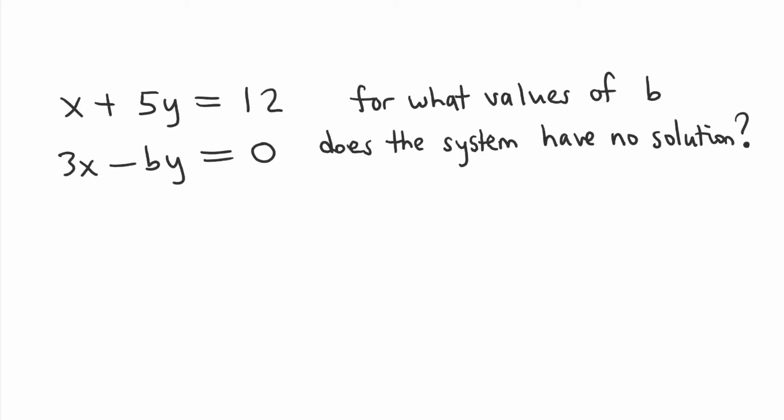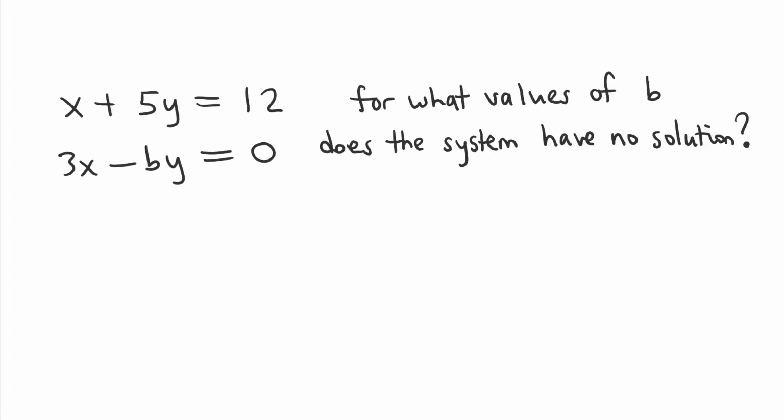Okay, in this video, I want to consider this system of linear equations: x plus 5y is equal to 12, 3x minus b times y is equal to 0, where b is a constant. And I want to know for what values of b does this system have no solution?